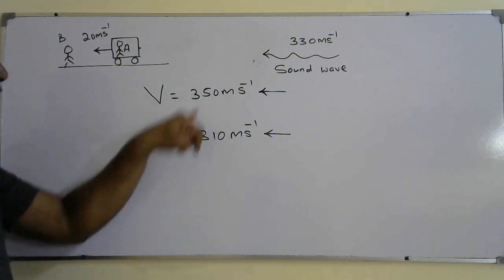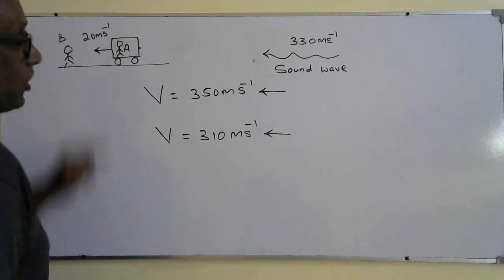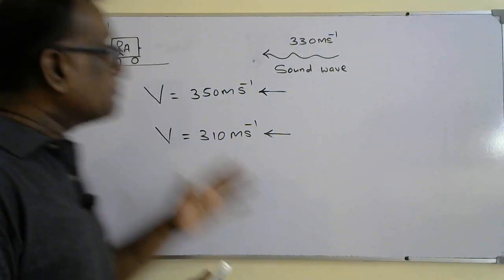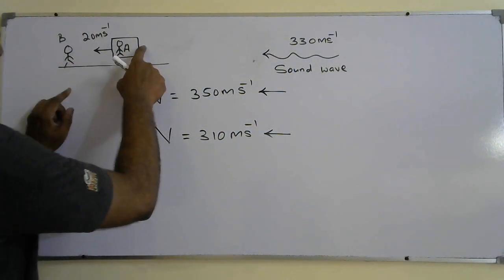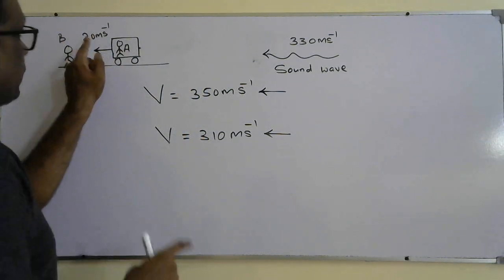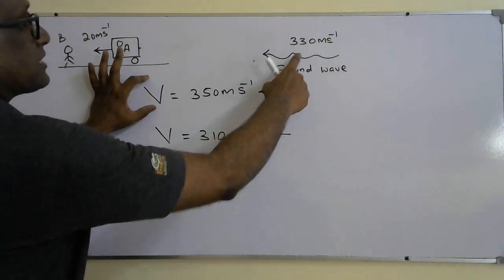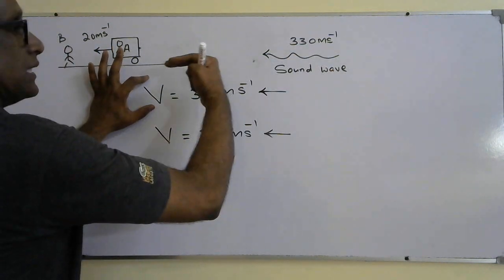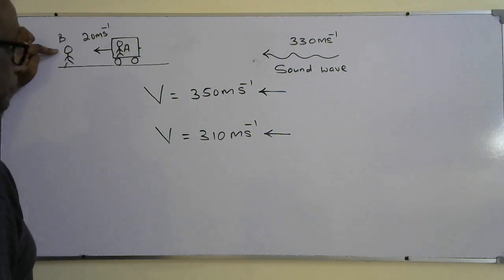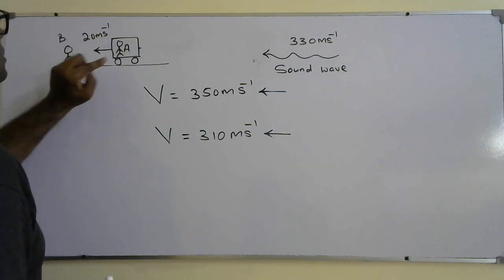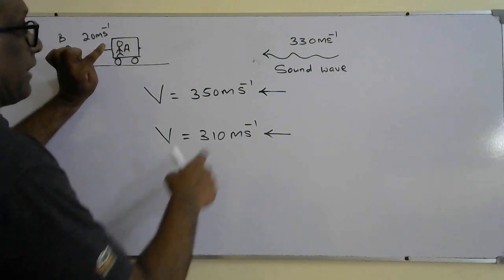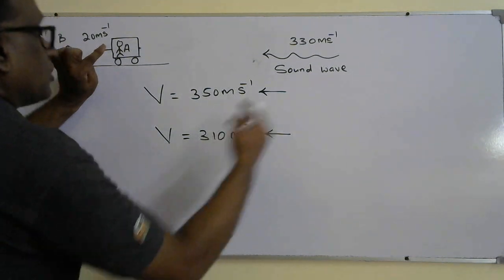The velocity of sound will be different depending on the direction of motion of the observer A. When he is moving towards right at 20 meter per second relative to Earth or relative to observer B, he will measure the velocity of sound as 350 meter per second towards him. When he is moving towards left, the velocity of sound will be measured by A as 310 meter per second towards left.